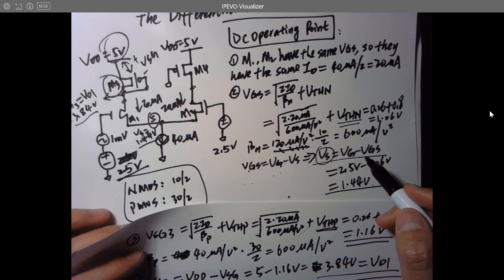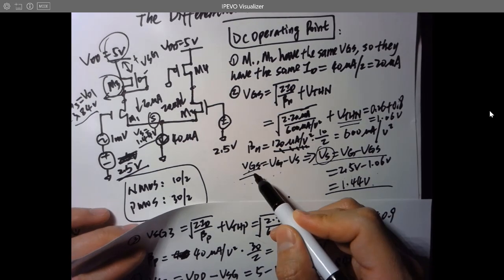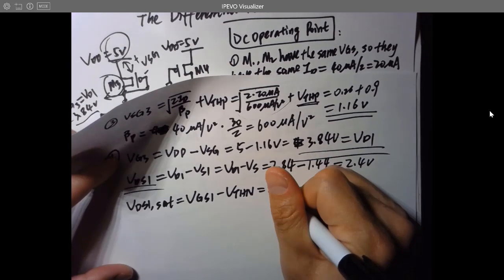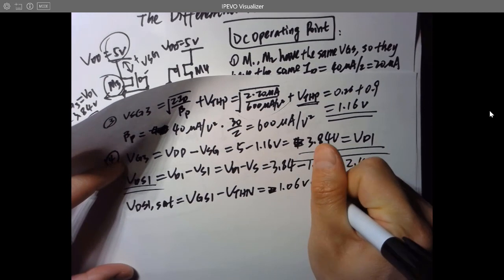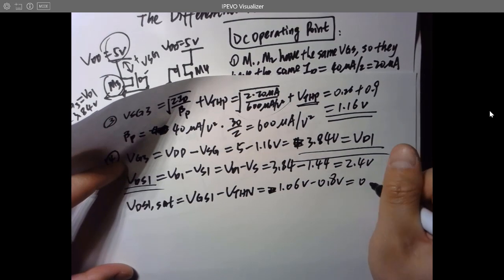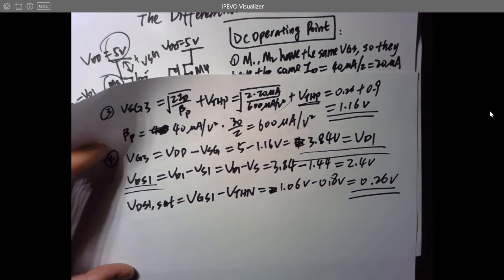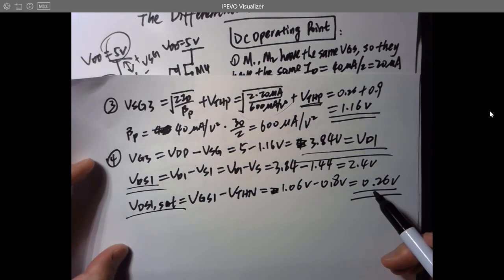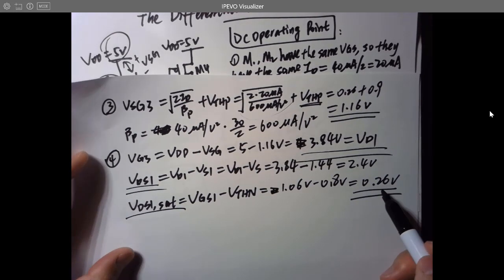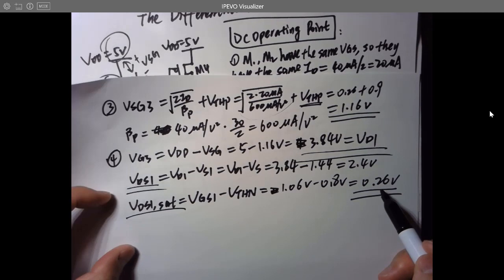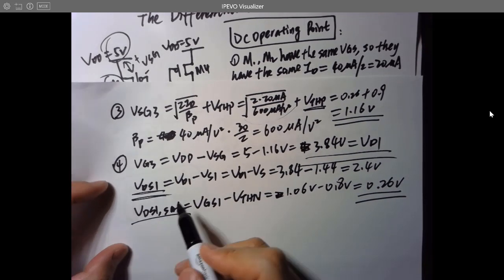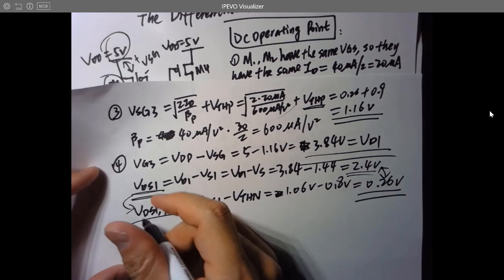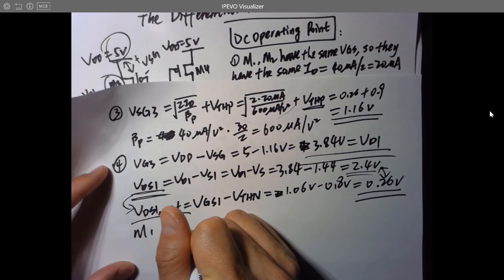No, VS is 1.44 volts. VGS is this 1.06 volts. 1.06 volts minus 0.8 volts, which is 0.26 volts. That's VDS set. It is positive. It is higher than 0, which means the NMOS will be turned on. But the thing is, you can see that your VDS is way larger than VDS set. So definitely, M1 is in saturation.